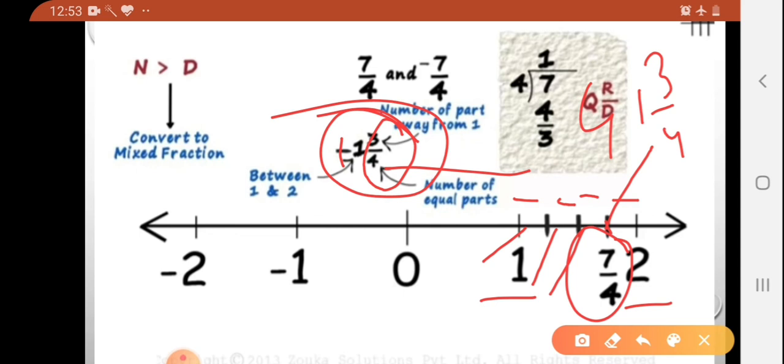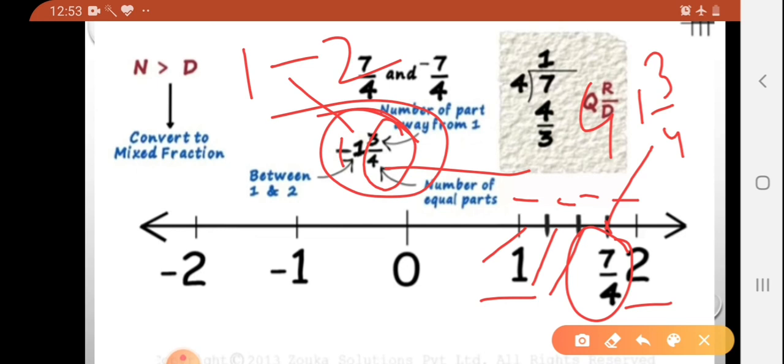Clear? Because it is a mixed fraction, and in the mixed fraction you have got 1 as the whole number, it will lie between 1 and 2. And 3 upon 4 you have got as a proper fraction, so the denominator is 4. That is why you will divide into 4 equal parts, and you will mark the third point. That will represent 1 whole 3 upon 4.